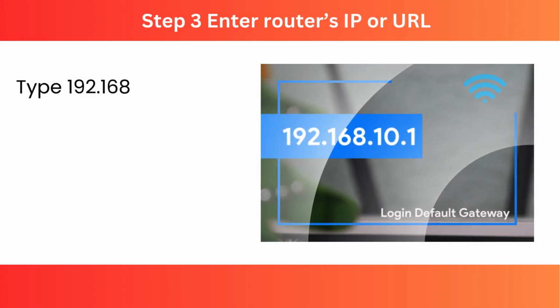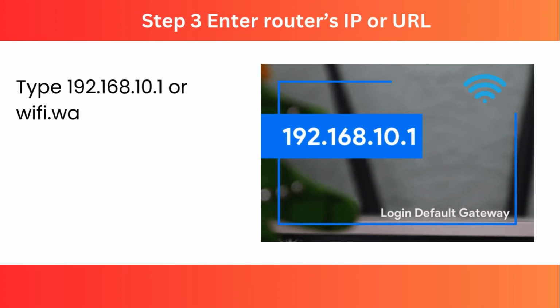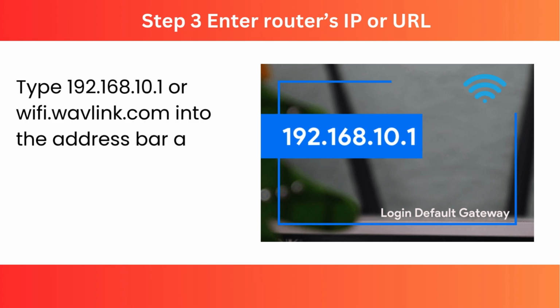Step 3. Enter router's IP or URL. Type 192.168.10.1 or wifi.wavelink.com into the address bar and press enter.